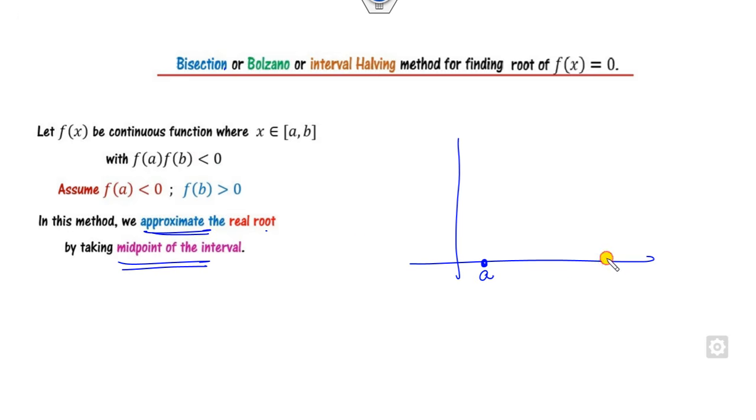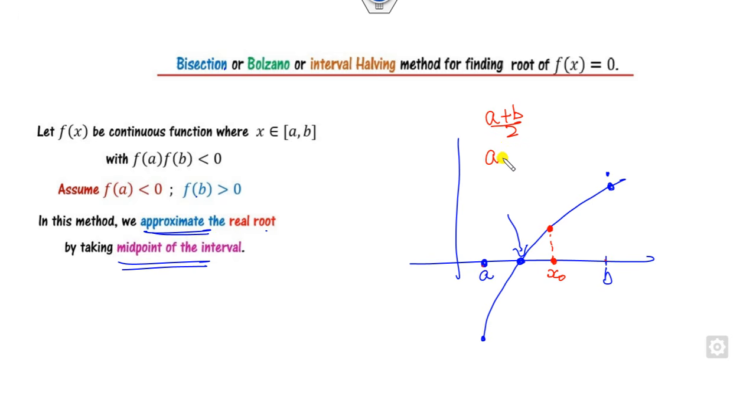If this is my a, this is my b, f of a is negative, f of b is positive, so the graph of the function will look like, say, here. Fine. So this is my exact root. How do you find that? So this is my interval a comma b. I can take the midpoint of this, which is a plus b by 2 here. This is my initial solution x naught.